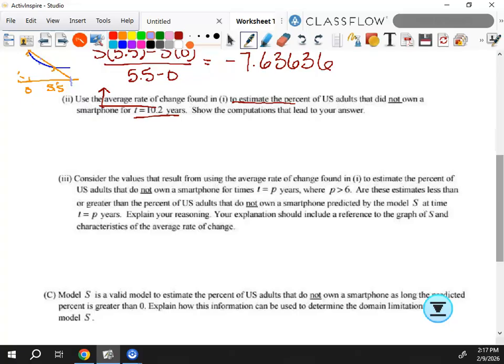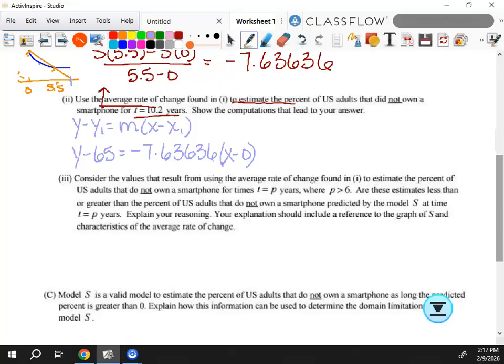So in order to do that, what do I need to do here? Point slope. So y minus y1 equals m times x minus x1. And I have two ordered pairs. I can pick whichever one I want. I'm going to use the 0 and 65 because there's a 0 in it. So that's y minus 65 equals negative 7.63636 times x minus x, which is 0.